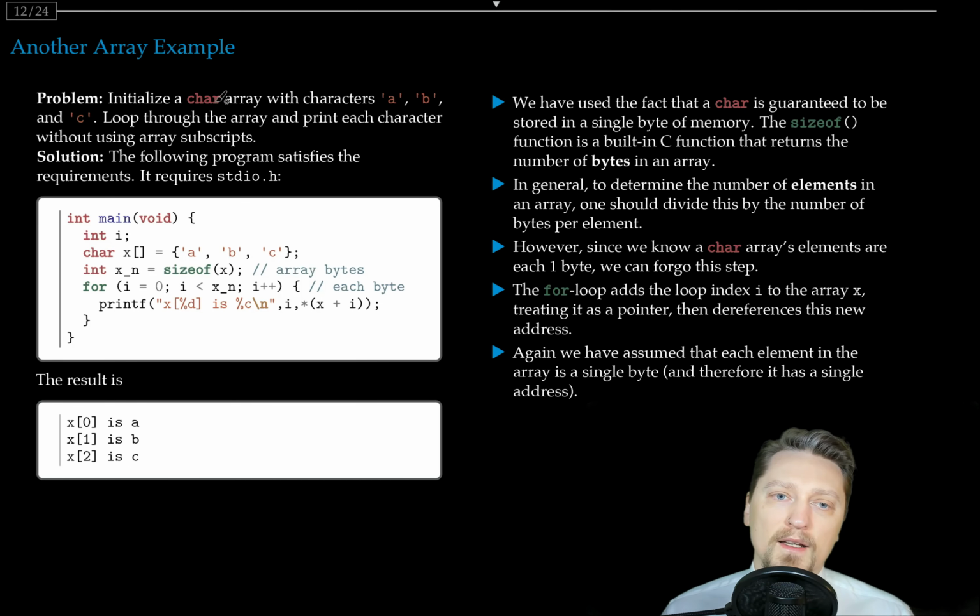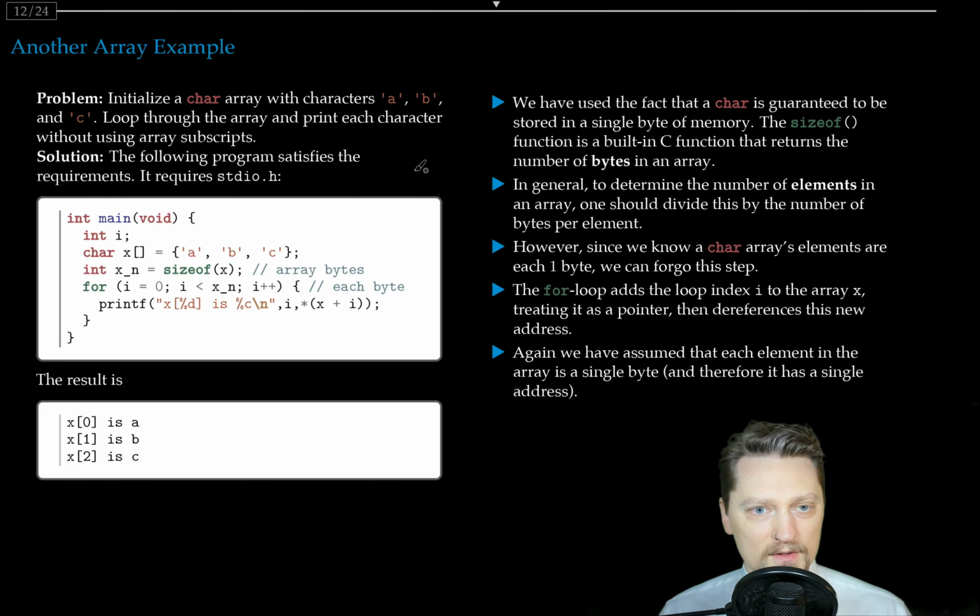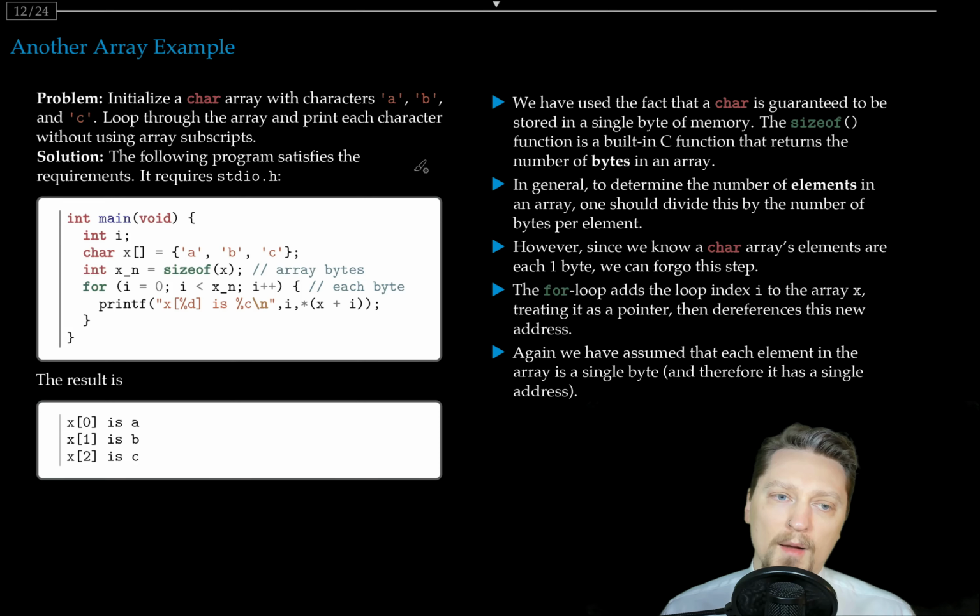Another array example. Problem: initialize a character array with characters A, B, and C, loop through the array, and print each character without using array subscripts, so the bracket notation. Solution: the following program satisfies the requirement. It requires stdio.h for the printf function.